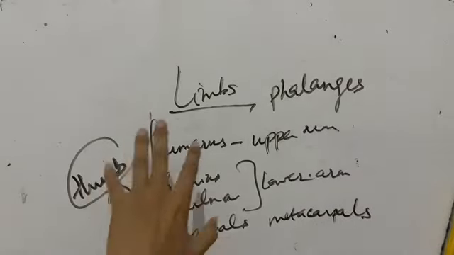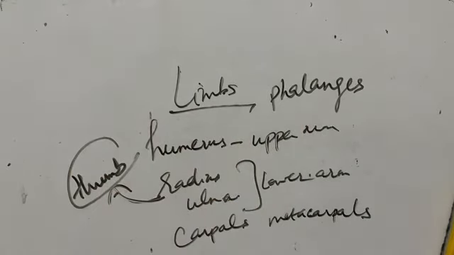Okay, so limbs means your arms and your legs. Firstly, we are talking about forelimb, your arm, the bones present in your arm region: humerus in the upper arm, radius and ulna in the lower arm, then carpals which are present in the wrist, metacarpals which are present in the palm, and phalanges which are present in the fingers.